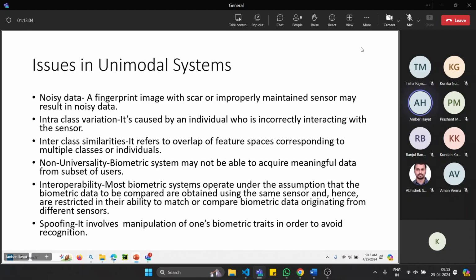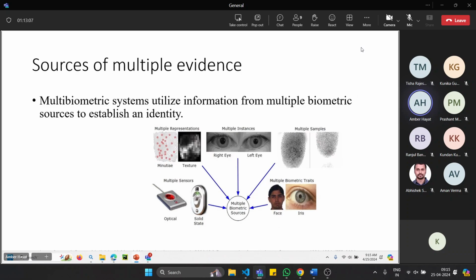Next is the source of multiple evidence. Multimodal systems utilize information from multiple sources. The first one is multiple representations. For example, if we are talking about the fingerprint trait, you can see different types of features: one uses texture, another uses minutia. So for the same trait, fingerprint, multiple representations are there. Next is multiple instances. Here you can see two eyes, left eye and right eye. The iris is the feature, and different instances of the iris are there.